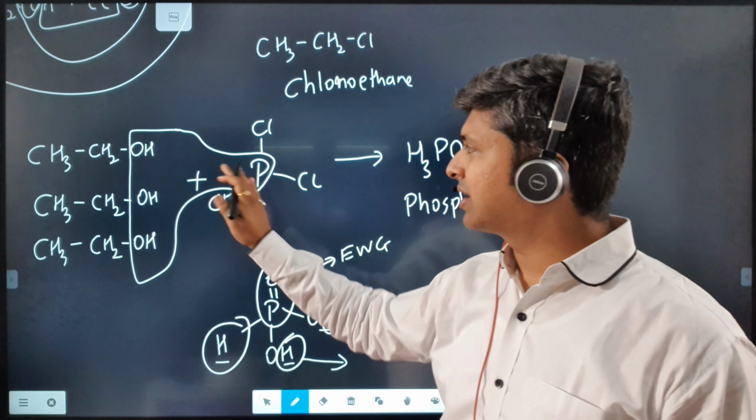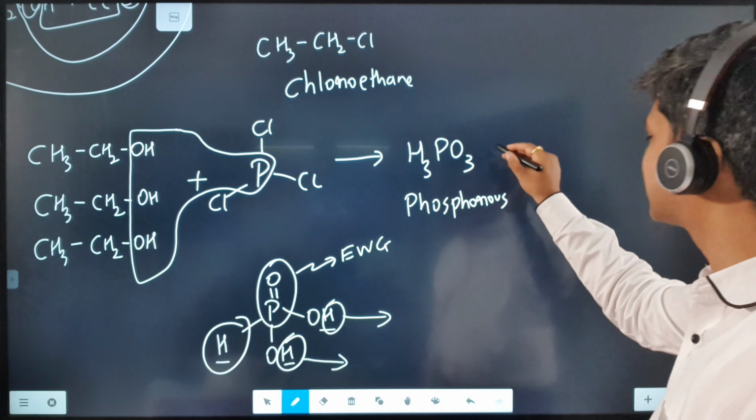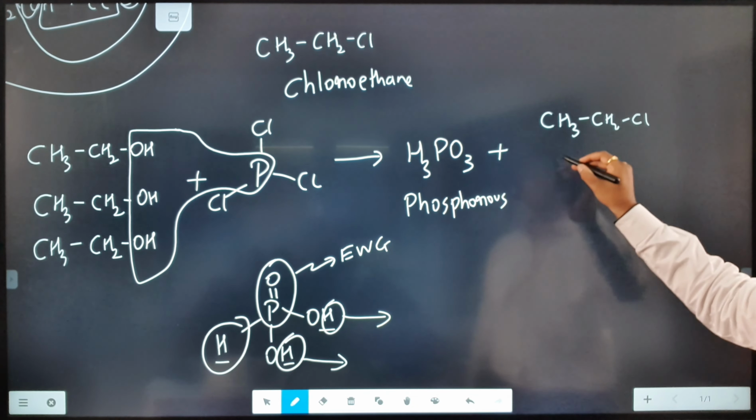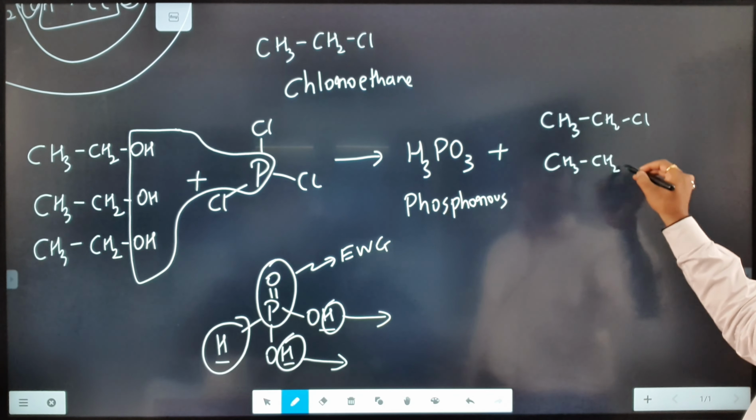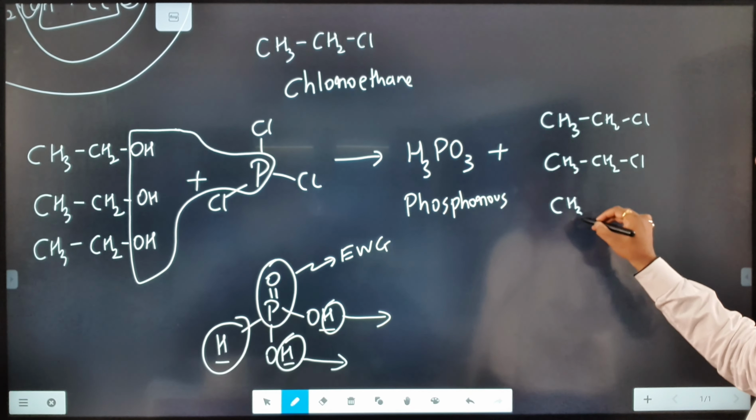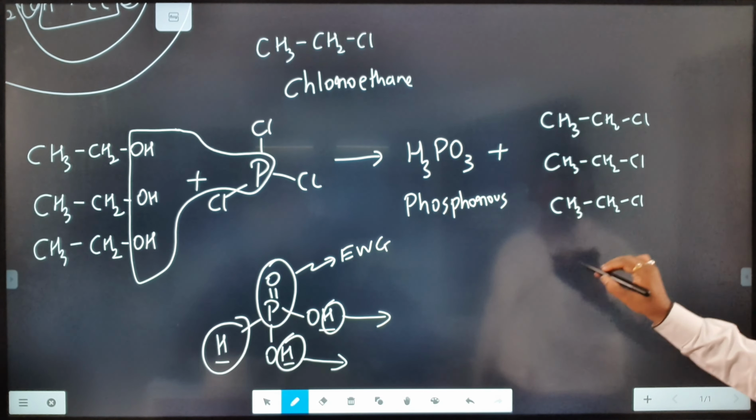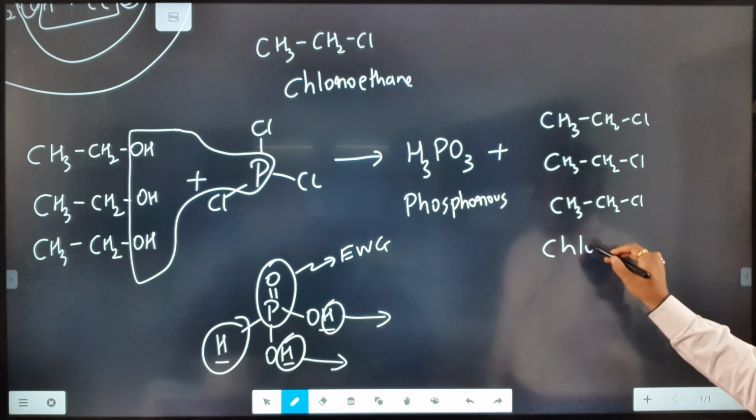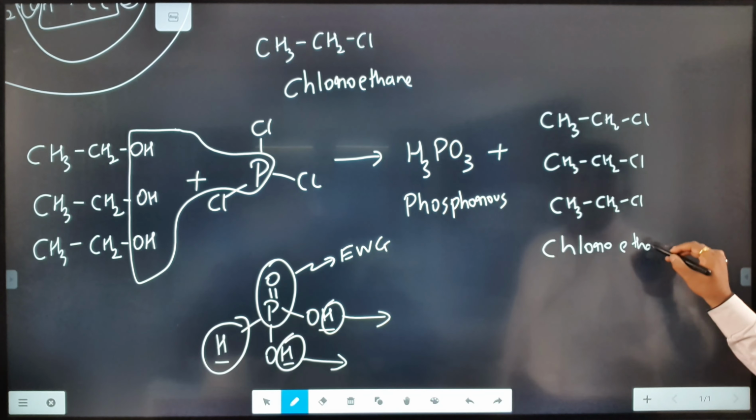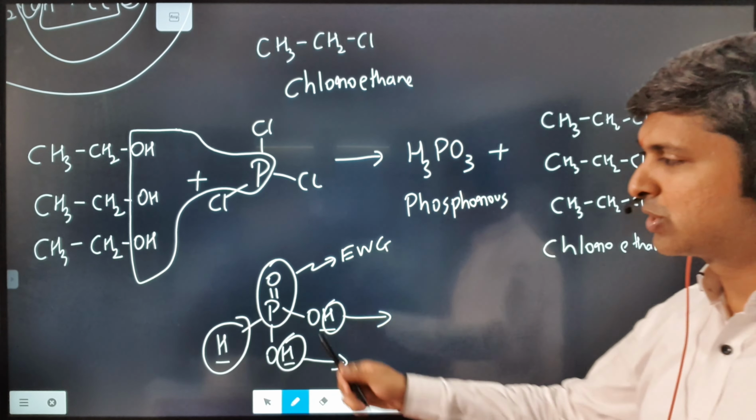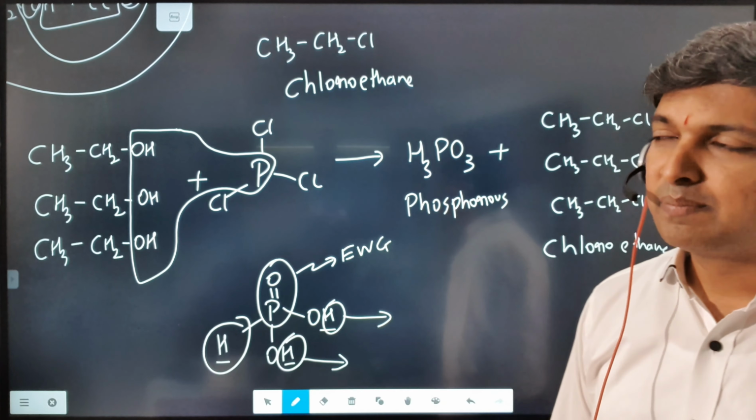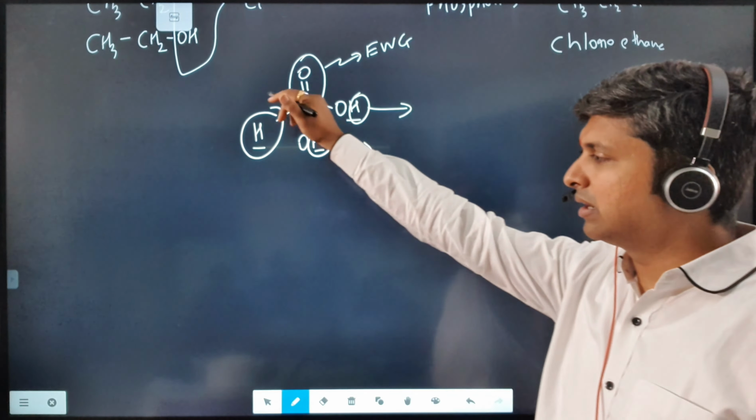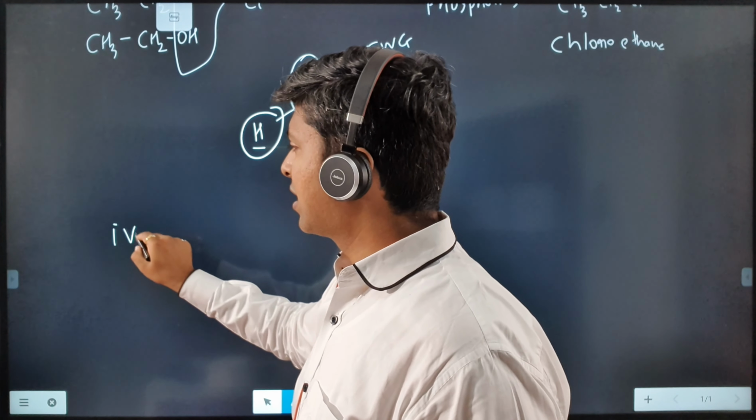Well, let's come back to the reaction. Here we are having H3PO3, and these 3 Cl will get attached to these 3 CH3CH2, that means the alkyl groups, and we'll be getting CH3CH2Cl, CH3CH2Cl. All the 3 are nothing but chloroethane. You need not write like this in your exam. You can just write it once and then write 3 times over here. This is chloroethane. This is another haloalkane which we have prepared using alcohol, but this time using PCl3, phosphorus trichloride. The next method, the fourth sub method, we are going to use what?